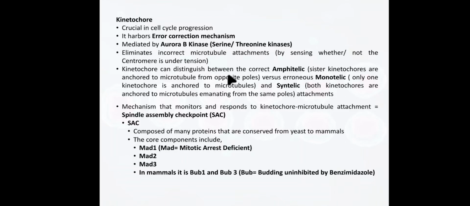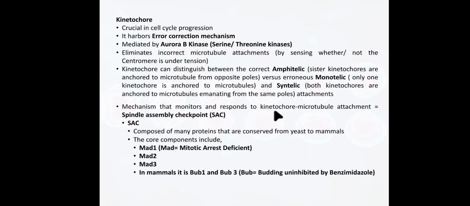We discussed three different types of kinetochore attachment, which the kinetochore distinguishes and corrects. One is amphitelic, where sister kinetochores are anchored to microtubules from opposite poles, which is the correct attachment. Then erroneous monotelic, where only one kinetochore is anchored to a microtubule, and syntelic, where both kinetochores are anchored to microtubules emanating from the same pole, which is also an erroneous attachment.